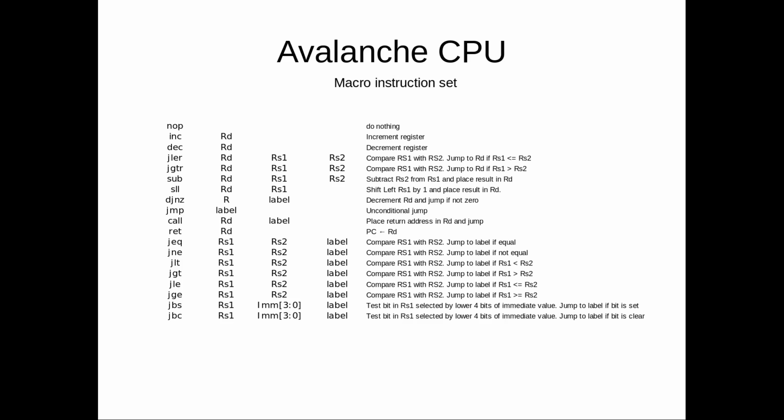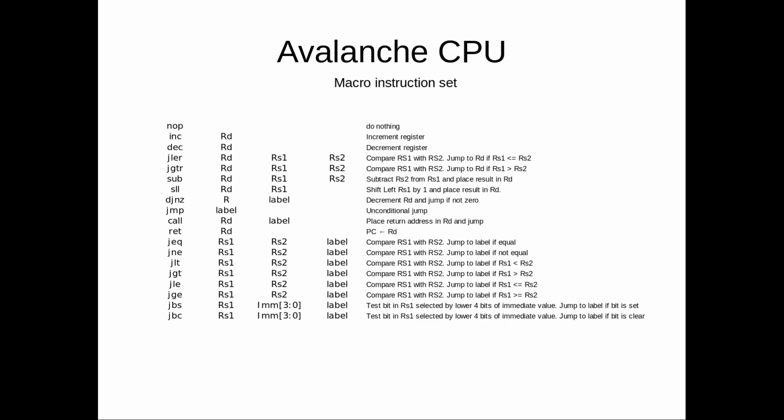The next 6 instructions all compare RS1 with RS2 in various ways, jumping to the label address if true. These are all 2 native instruction macros. The final 2 macro instructions, jump if bit set and jump if bit clear, will test the specified bit in the RS1 register, jumping to the label if true.